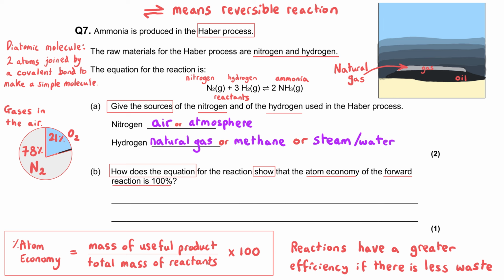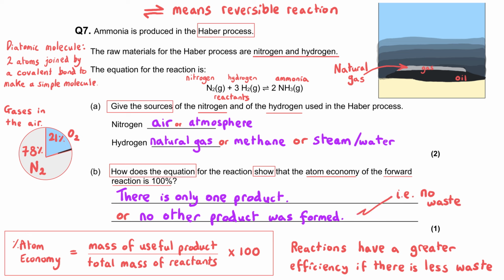Now, because there is only one product, the ammonia, and that's the one that we're trying to make, there is 100% atom economy, as the question is telling us, because we only make one product. And a different way of flipping that is saying that there was no other product being formed at all. And if there's no other product being formed at all, then that means that there is no waste product being formed, and so we are being 100% efficient. All of the atoms that we've spent our money on are being converted into the desired product. And so there is only one product. That's all you need to say to get this 1 mark.